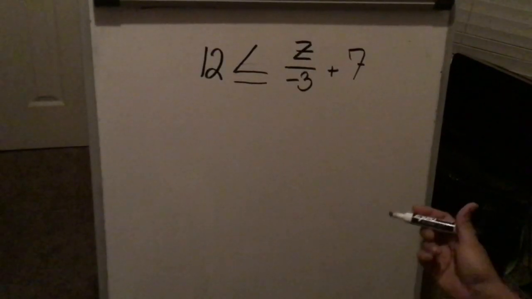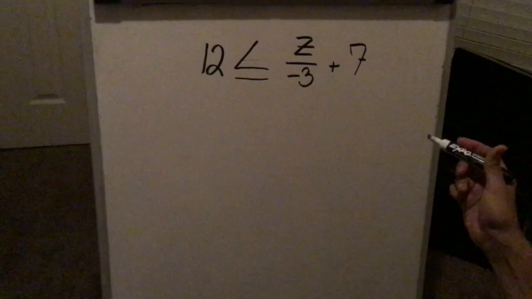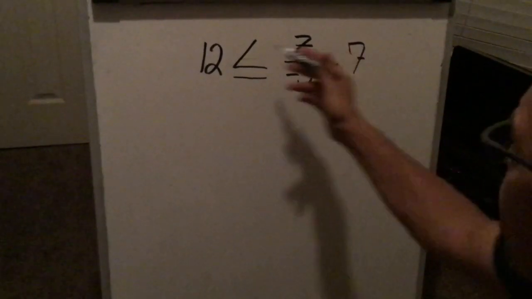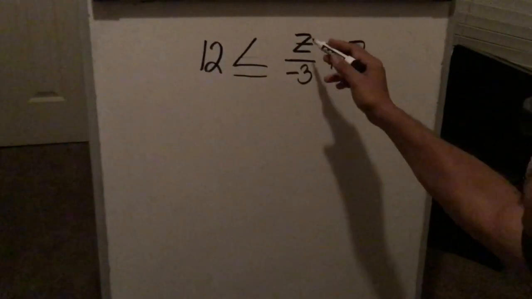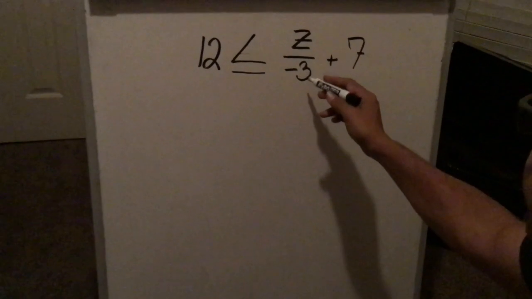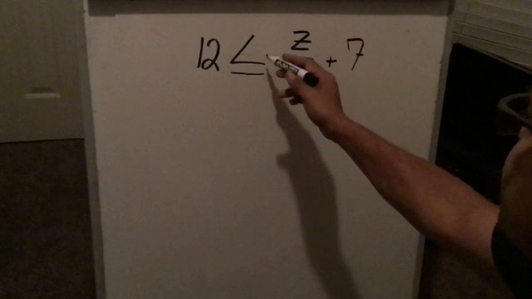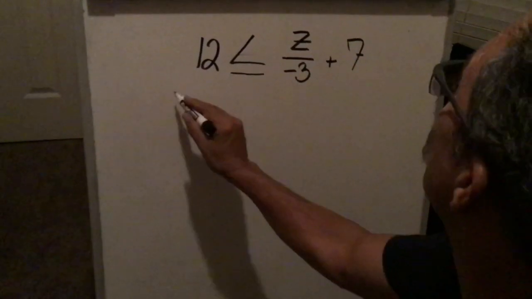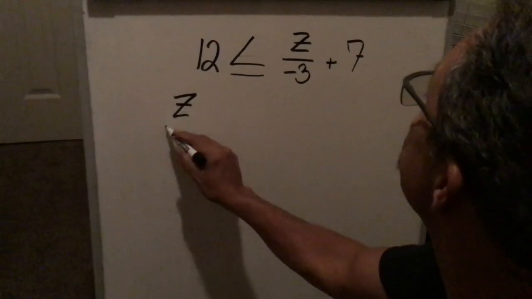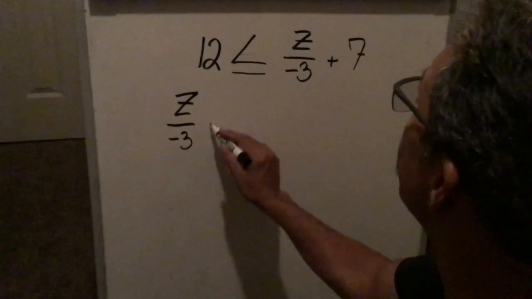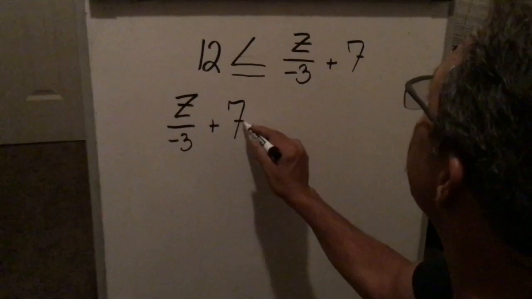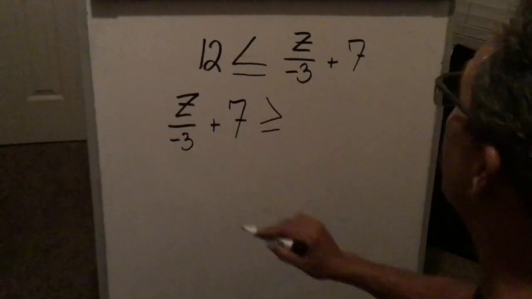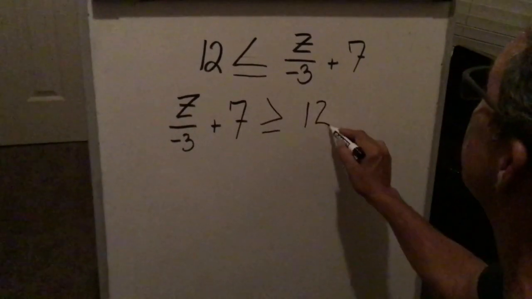Now, as we've been doing before, we always want to read an inequality from the variable back. So this says z divided by negative 3 plus 7 is greater than or equal to 12. So I want to rewrite it that way. Z divided by negative 3 plus 7 is greater than or equal to 12.